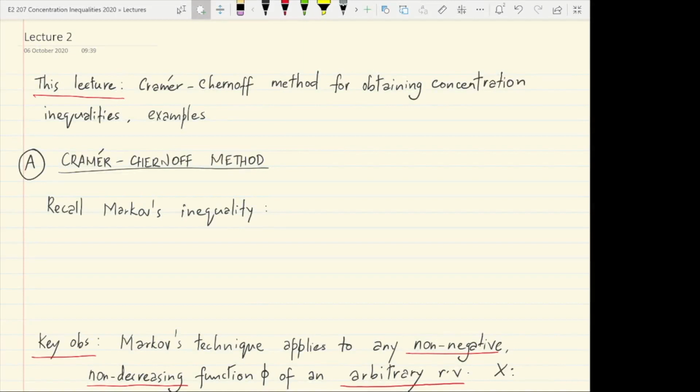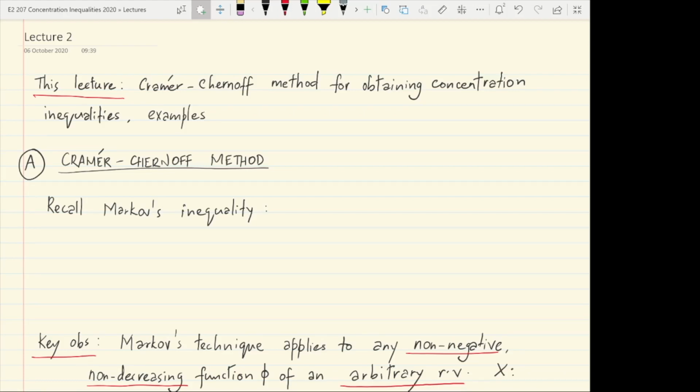This lecture will be about describing the Cramér-Chernoff method for obtaining concentration inequalities, which is probably the simplest and one of the most well-known methods for controlling the tail of random variables. And we'll also see some examples to illustrate concrete applications of this method.